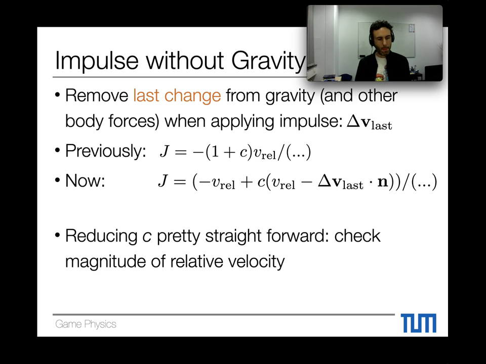Additionally, if we want to reduce c, that's relatively straightforward. We can check for small velocities and then set c closer to 0 in order to prevent that objects actually bounce away from each other.